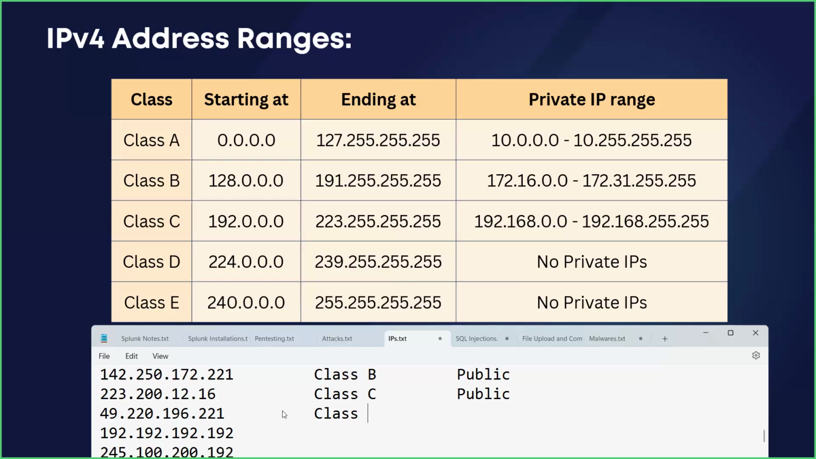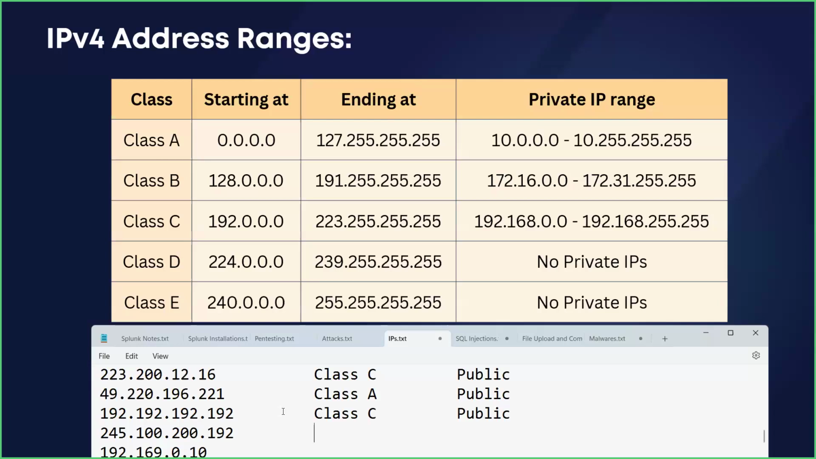Next one. Class A. Yes. This comes under 49, so obviously public. Yes, this is also public. Next one. 192. Class C. Public. Okay. Right, class C and public.